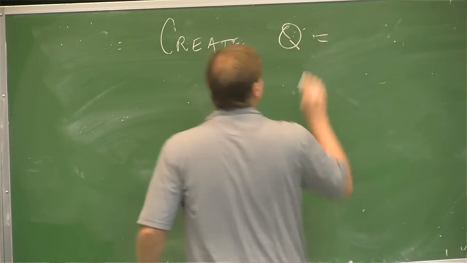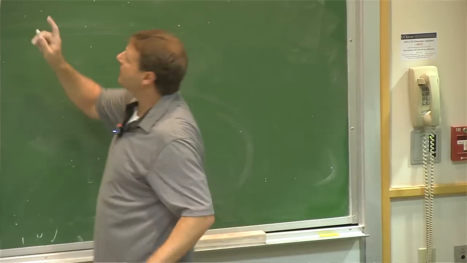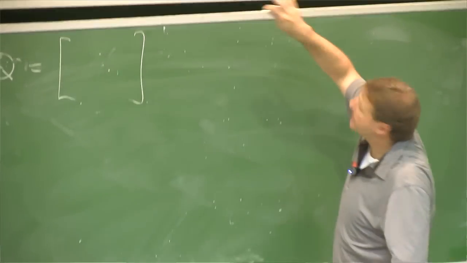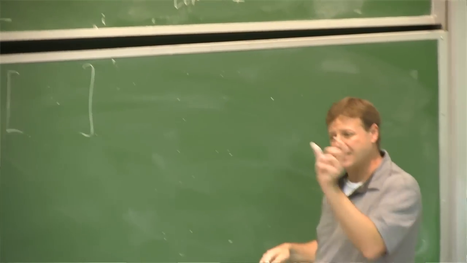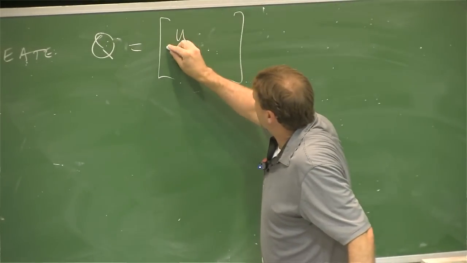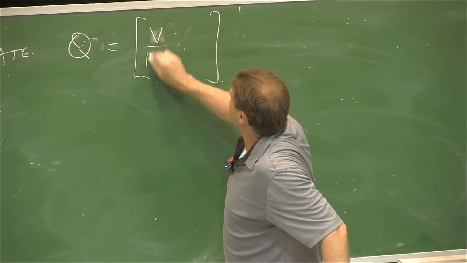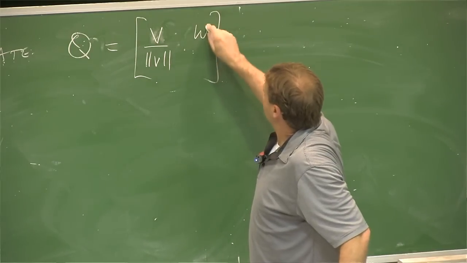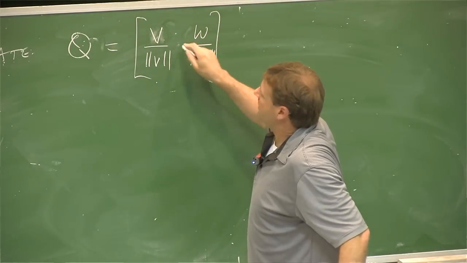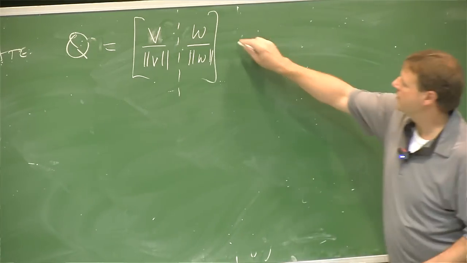Q. Okay, so Q, how am I going to create Q? I'm going to take my eigenvectors and I'm going to put them in there. But I'm not going to just take the original eigenvectors. Remember, an orthogonal matrix has to have the columns length 1. So I'm going to put in here V and W. Those are my two columns.